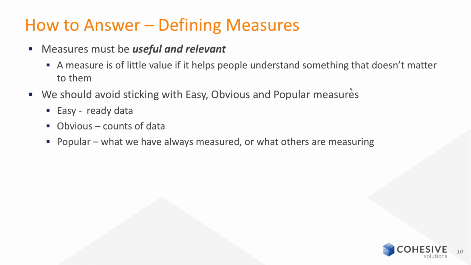Additionally, we should avoid easy measures where we have ready data. Remember that we should be objective-driven, not data-driven. Obvious, who really cares about counts of records? Does the number of open work orders in the backlog really give us a sense of the size of the backlog? And last, popular measures. We've always measured the backlog that way, and it's what comes in the out-of-the-box Maximo reports. These are not likely to be specific, however, enough to you or your process to have any meaningful value.